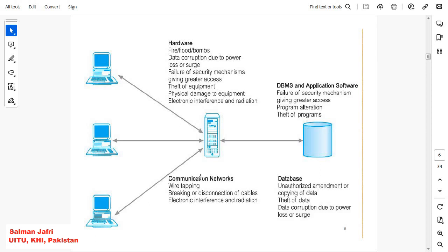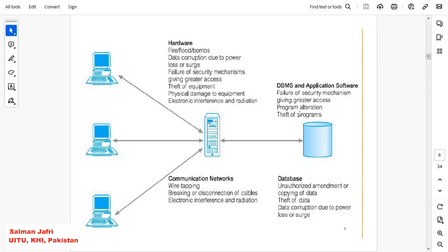And in the communication networks, you can have wiretapping, which is a threat. Breaking or disconnection of cables, threat. Electronic interference and radiation, which is a threat. Breaking or disconnection of cables might be intentional, right? Might be created by intentional activity, whereas electronic interference or radiation might be a coincidence.